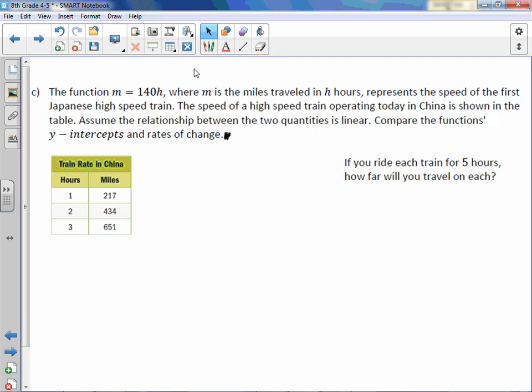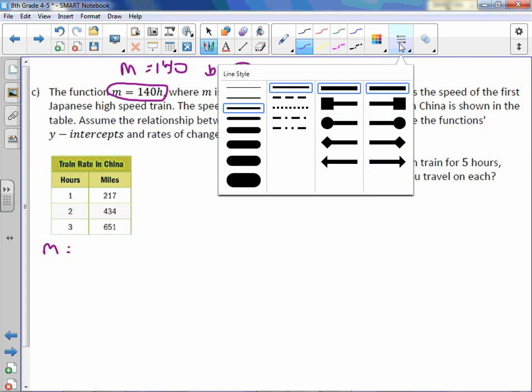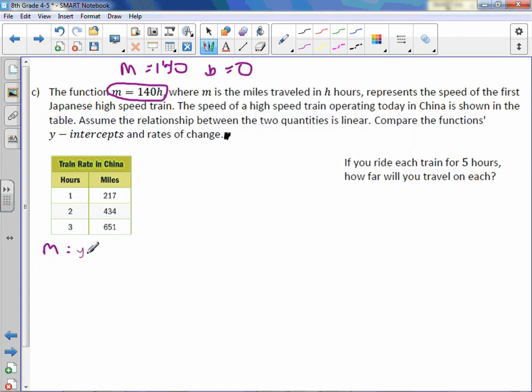Well, right up here is the high-speed Japanese train, which already tells me what the slope and y-intercept are. The slope is 140, and the y-intercept, there is none, so it's 0. So now we need to work on the train rate in China. First thing we need to do is find the slope. So y2 minus y1 over x2 minus x1. And I'll use these 2 points.